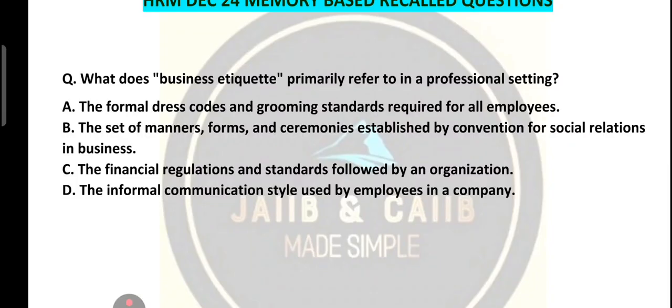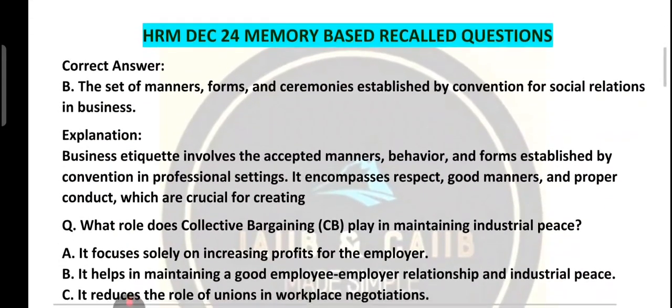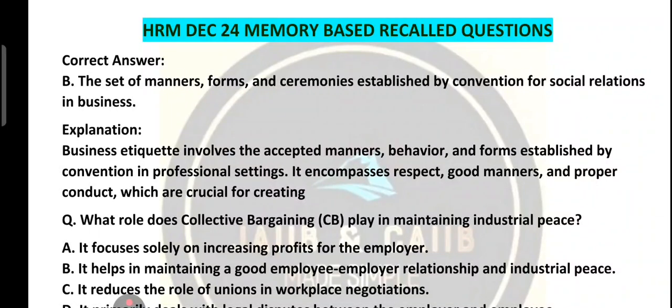Option C, the financial regulation and standards. This is more about corporate governance or accounting standards, not etiquette. Option D, the informal communication style. This is not the correct answer. So to summarize, whenever I say etiquette, it means professional manners and behavior. It helps maintain a positive and respectful environment. It includes greeting, email, meetings, punctuality, tone of speech. So the correct answer is option B.